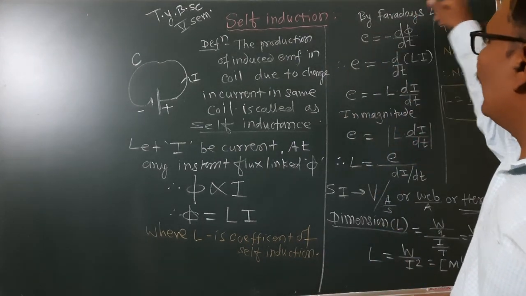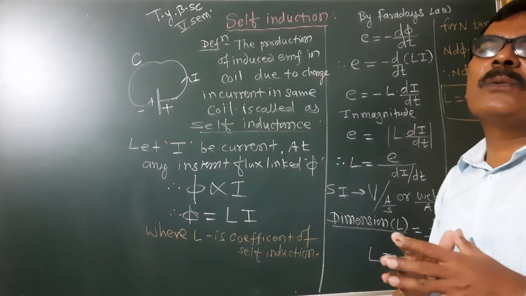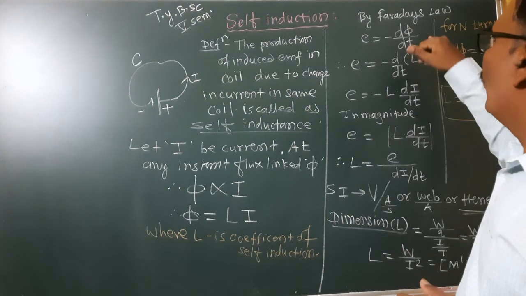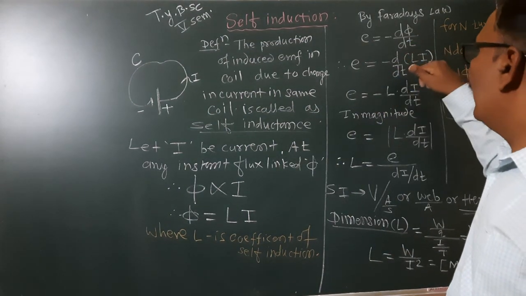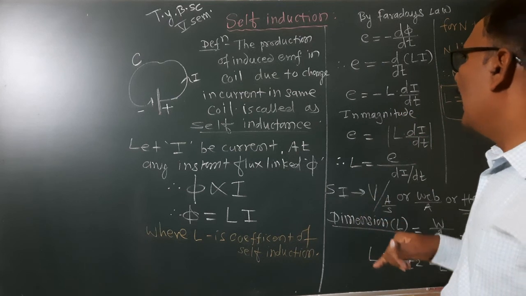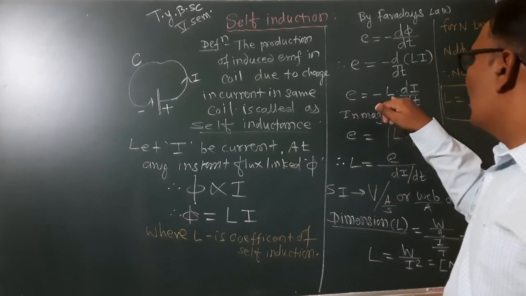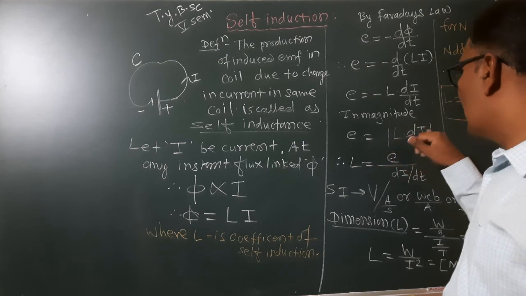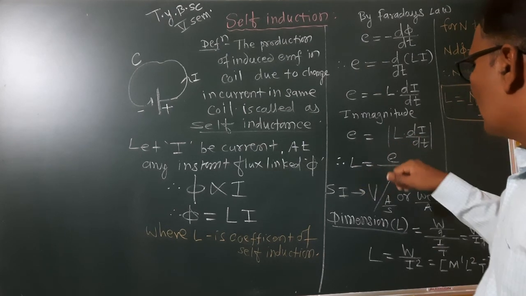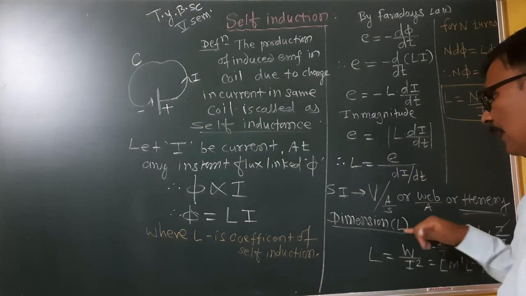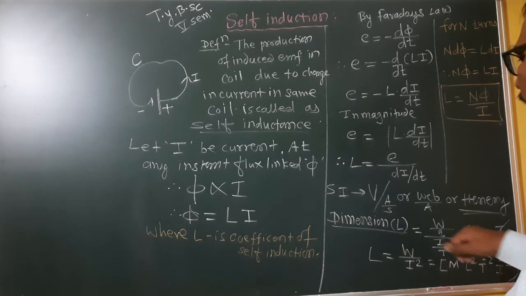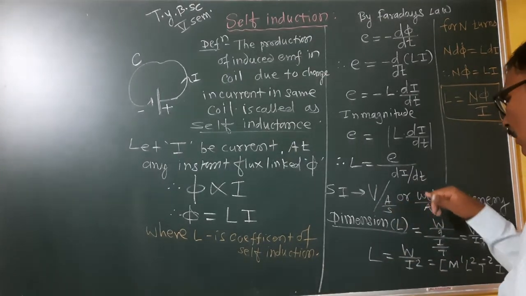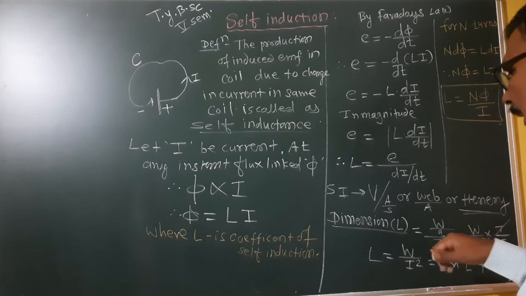By Faraday's law of electromagnetic induction, E is equal to minus d phi by dt, and phi is nothing but L into I. E is equal to minus L into di by dt. The magnitude is E equal to L into di by dt. L is equal to E divided by di by dt. And the SI unit is volt per ampere second, or Weber per ampere, or Henry.